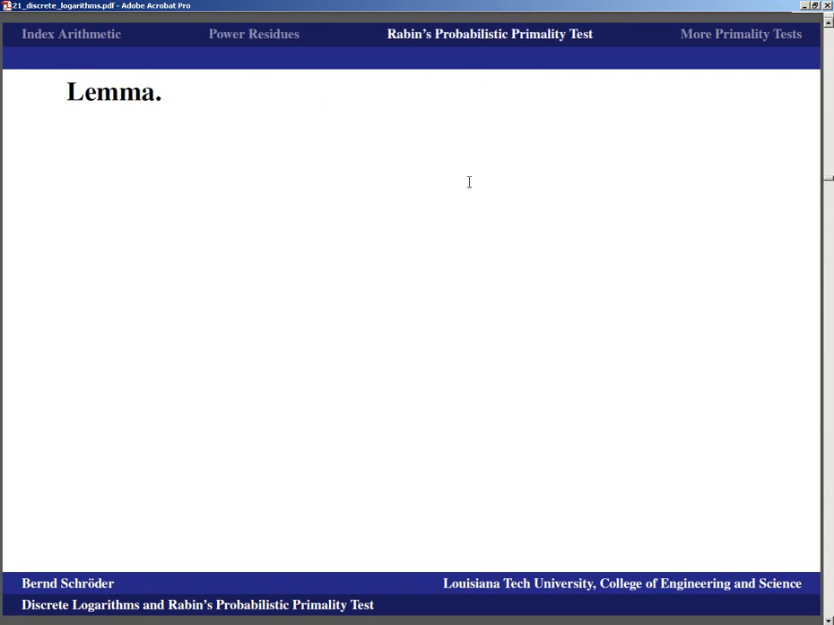Okay, that's already it regarding the power residues, and now we're going to start talking about Rabin's probabilistic primality test, and the first thing we need are a couple of lemmas regarding solvability of various types of equations.